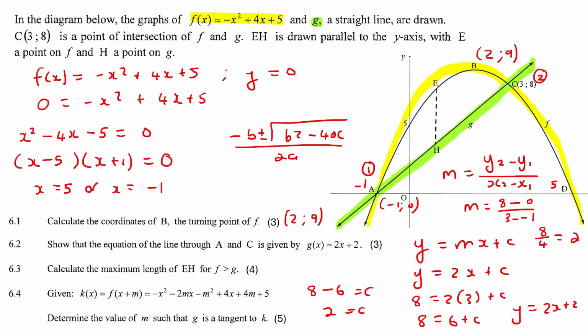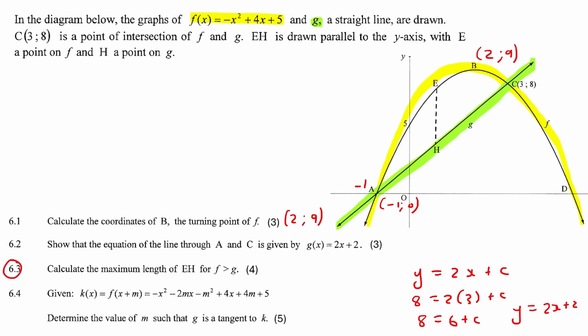Okay, so next one. Now this one says calculate the maximum length of EH. Now, I've showed you guys how to do this. Whether they said minimum or maximum, all you're going to do is say y top minus y bottom, and that is going to give us the length of EH. What do I mean by that part?